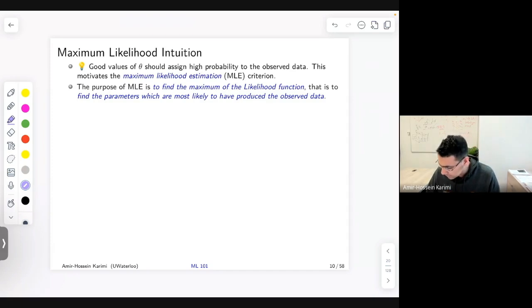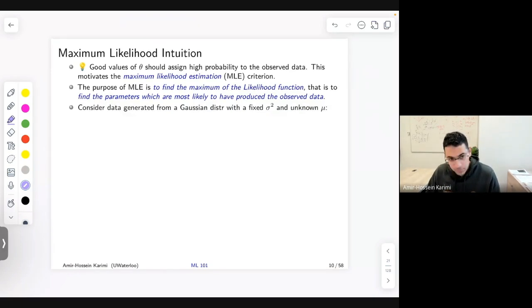So let's look at an example. Consider here that I have data generated from a Gaussian distribution. I haven't formally defined that yet, but I think you all know that a Gaussian distribution looks something like this, like a bell curve. And assume for a second that the Gaussian distribution has a fixed variance, so the width is fixed. But I'm not really sure about the value of the mean. I don't know where the center point of the Gaussian is.